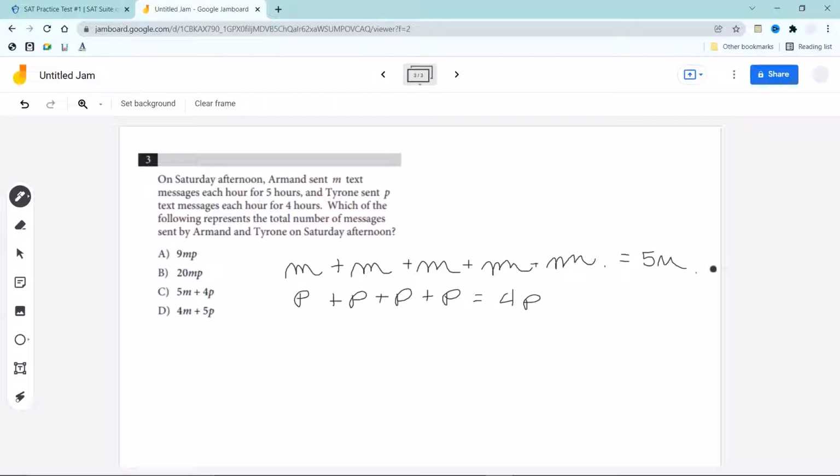How many messages are they sending in total? Well, it's as simple as just adding them together, right? Because in total, Armand's sending 5m total text messages. We don't know what m is, but we do know it's a number. Tyrone is sending 4p total. So total is just 5m plus 4p, and that is C. Great.